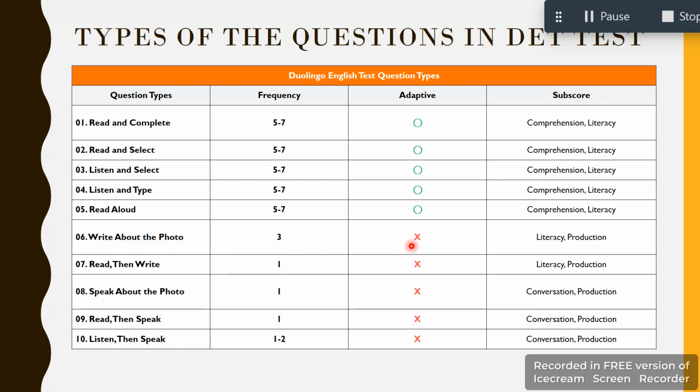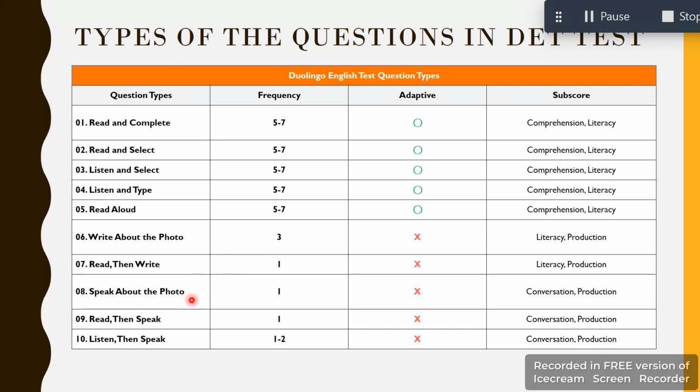It's not adaptive. This kind of question will be the same for all levels of test takers, either excellent test takers or the low-level test takers. This kind of question will be examining your production, like what level of language you produce in your writing. The next type of question is read and then write, which will be repeated only once. It'll be testing your production as well.